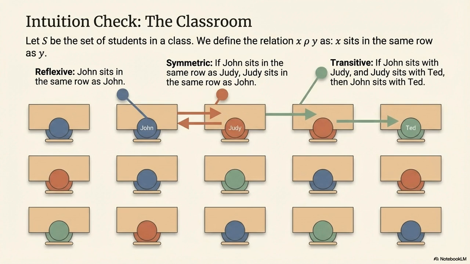If John is in Judy's row and Judy is in Ted's row, then John is in Ted's row. This example is useful because it is visual and intuitive, but it is also mathematically exact. The same row relation satisfies all three properties, so it is an equivalence relation.